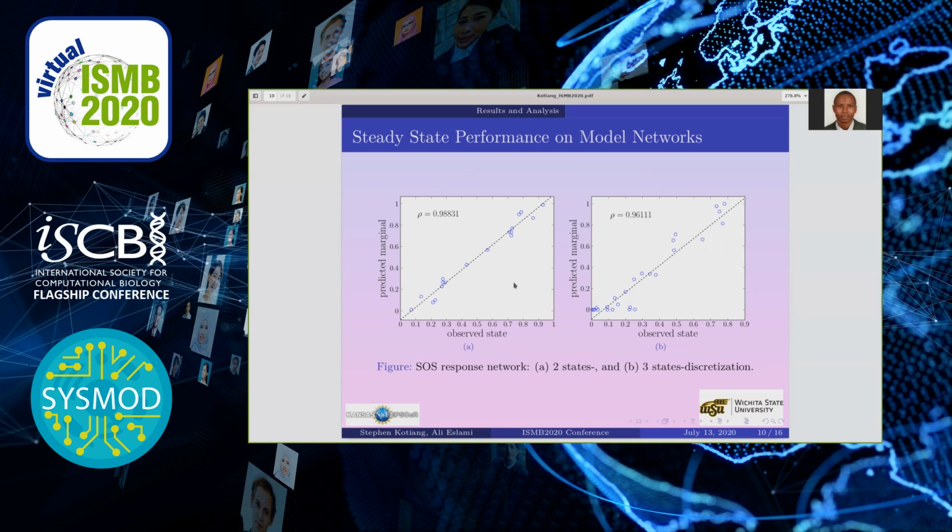Figures A and B show the correlation plots of the SOS response network for both 2 states and 3 states levels of discretization. In both plots, we see that the coefficients of correlation are well above 0.96, indicating a good approximation of the observed states by our probabilistic model.